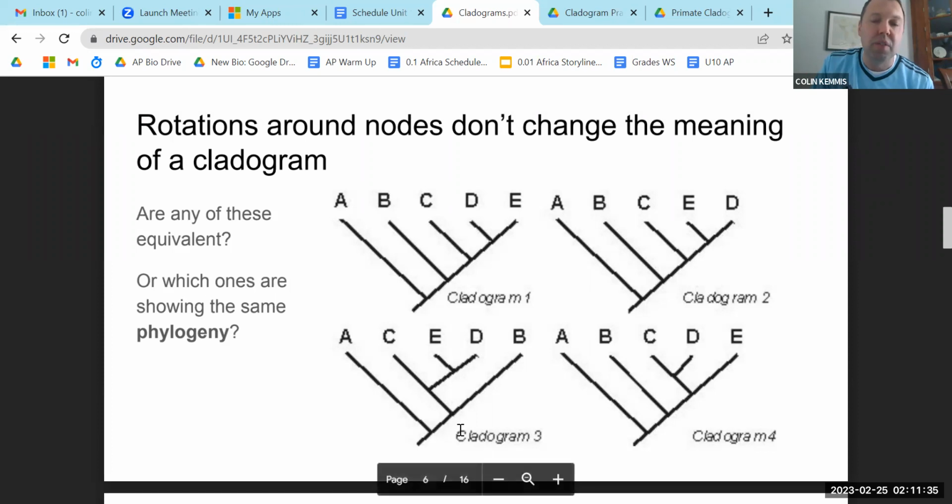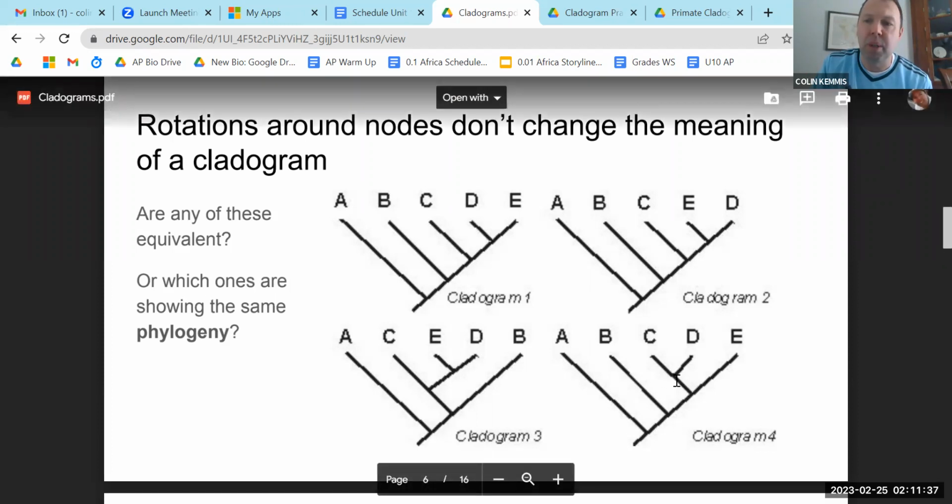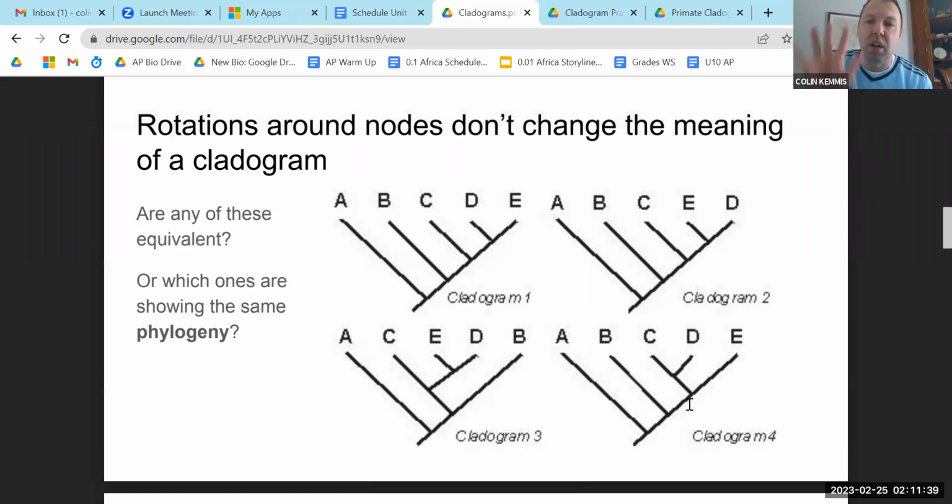Similarly here, if we flip a little bit more, which might be a little bit easier to see here, C, D, and E just flip like that. And that is also going to be just fine. This one, E is going to split off earlier, so it wouldn't be the same as E and D here. This one would not work.